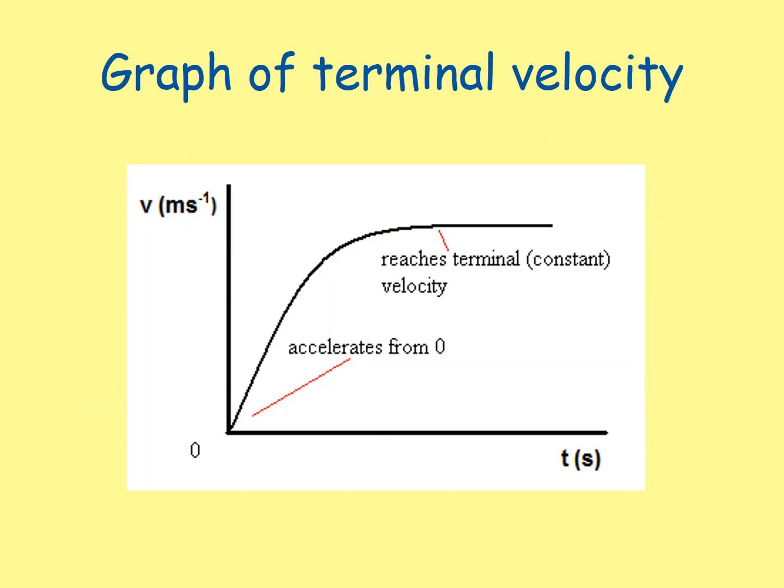Here we've got a little graph of terminal velocity. Our graph is velocity against time, and we can see we start off at a zero velocity and it's accelerating, and you can see the acceleration slows down and eventually we reach terminal velocity, which is a constant velocity, so we have a gradient of 0 up at the end of our graph.